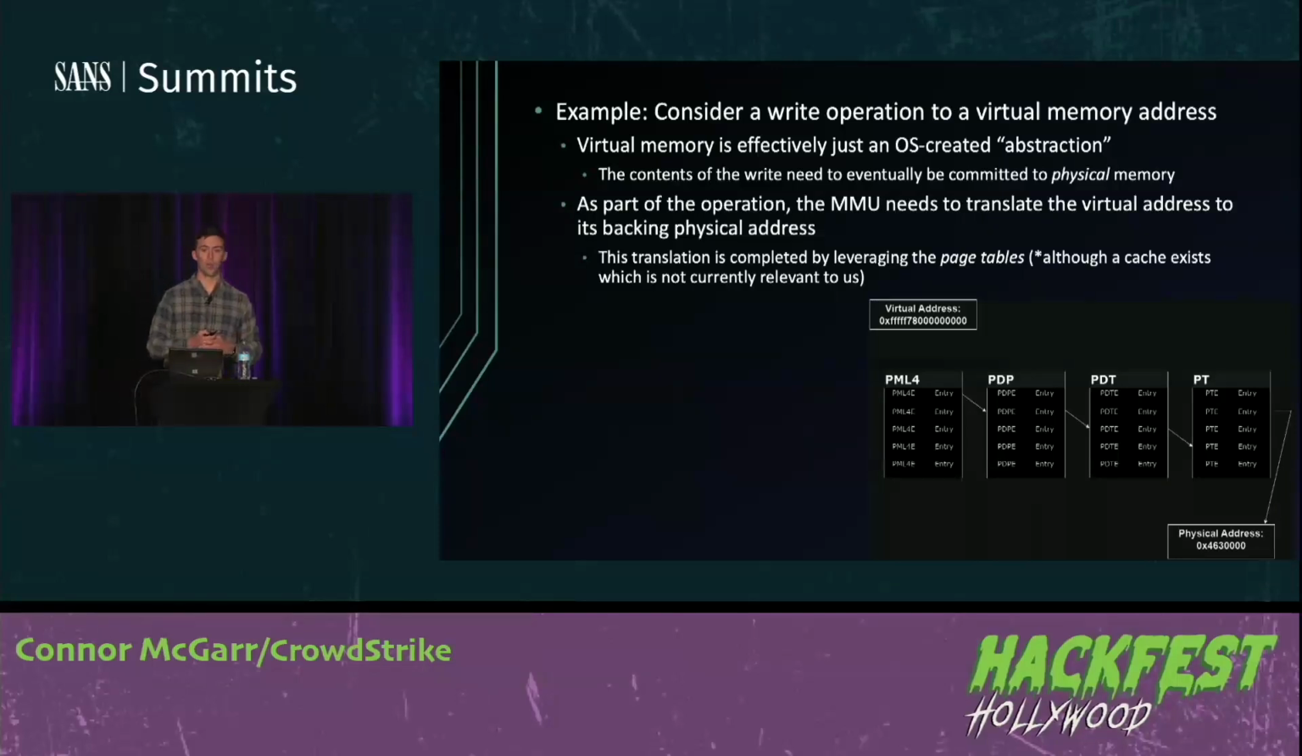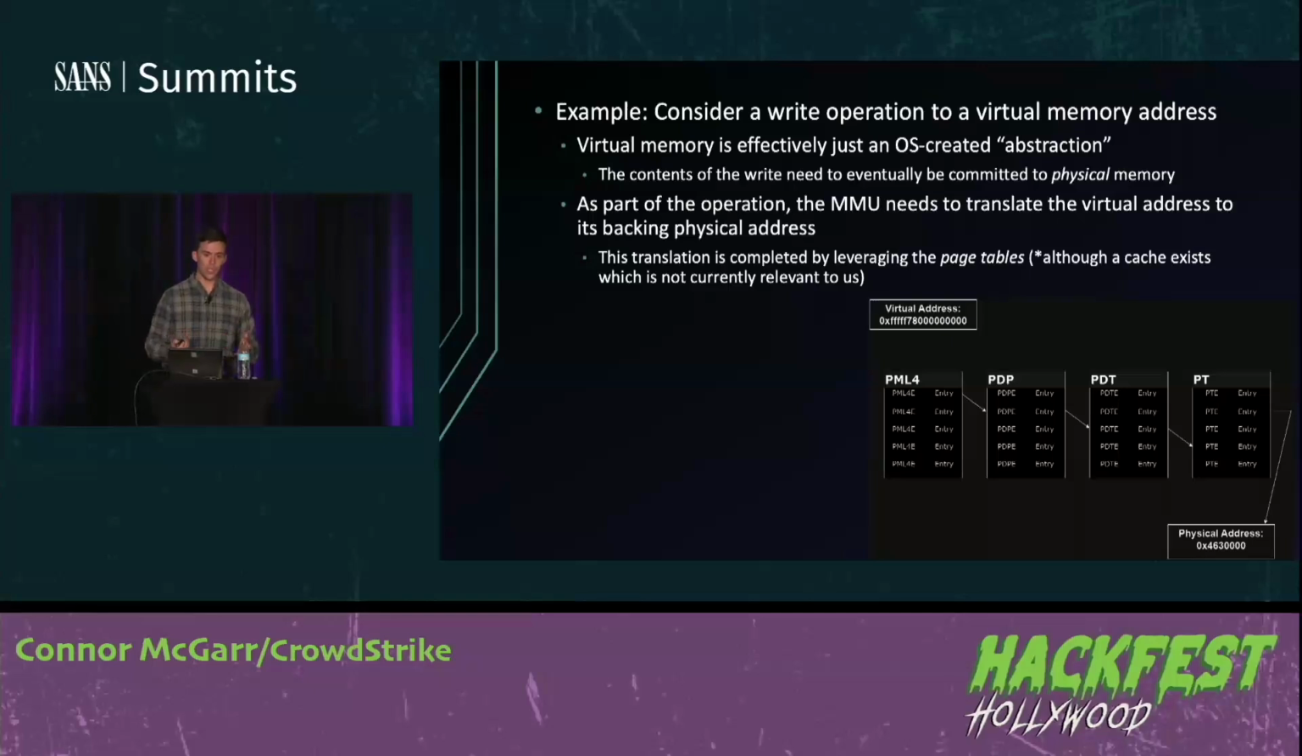operation, such as a write operation to a virtual memory address. Well, if we know that virtual address is an OS-created abstraction, we know that the content of that write has to be committed to physical memory eventually. And because of that, what happens is when the memory manager unit portion of the CPU accesses a virtual address, which is what the CPU acts on, it has to first translate the virtual address into a physical address. And there's a cache, which I'm not going to talk about here.